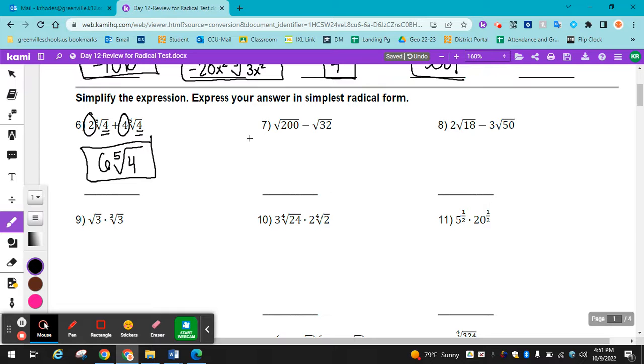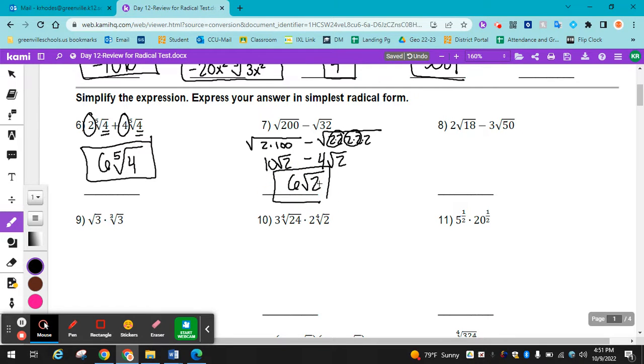Break down 200. Well, I'm going to make this easy on us. 2 times 100, right? Because we know the square root of 100 is 10. 32, we just did up here, is 5 2s. So if we have 5 2s under the radical, all being multiplied together, there's 2 groups of 2, so 4 square root 2. Now we have like terms and we're subtracting, so we get 6 square root of 2.